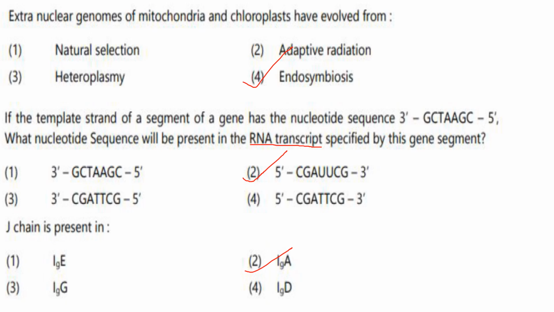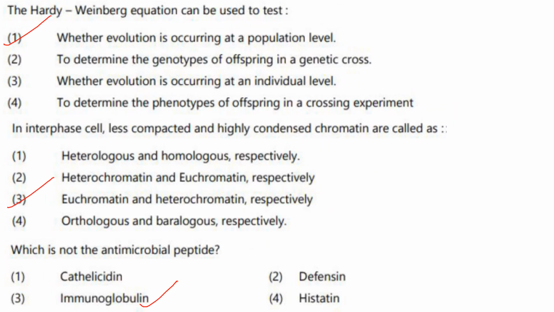Then, J chain is present in... So J chain is present in IgA. Then, the Hardy-Weinberg equation can be used to test whether evolution is occurring at a population level. Yes, that itself is correct.